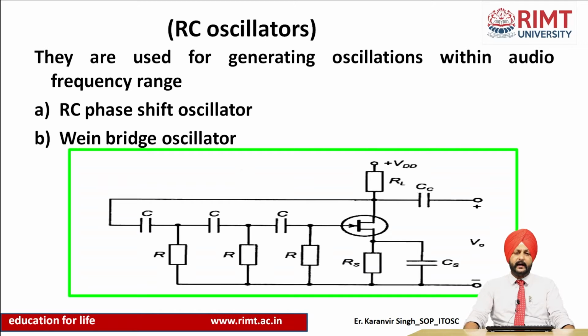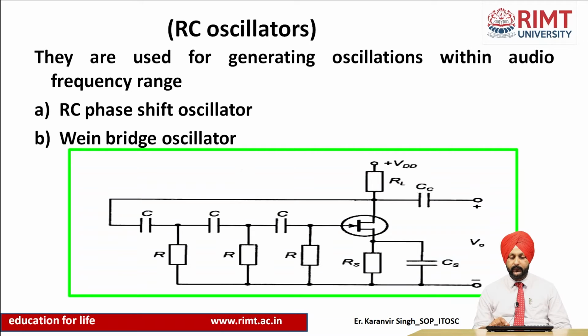And there is another type, the RC oscillator. Mainly these oscillators are used for generating oscillations within the audio frequency range. They are further categorized into two types: one is the RC phase shift oscillator and the second is the Wien bridge oscillator. Firstly, I am going to start with the RC phase shift oscillator.